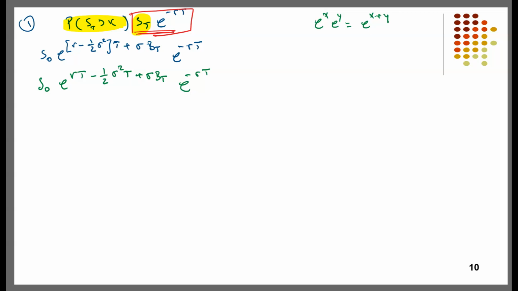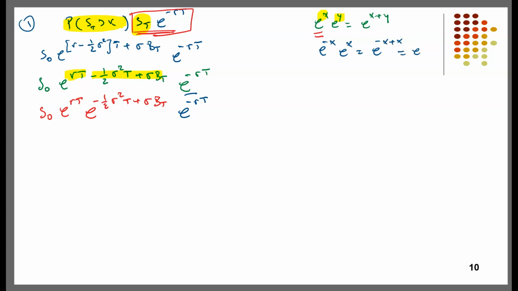What else can we do? You remember this expression that we have, x and y. Let's call this x, let's call this y. And what does that give us? It says S0 is equal to the exponential of RT, that's e to the x, multiplied by the exponential of minus 1/2 of sigma squared t plus sigma BT, and that's y. And then we still have this term here, that's going to be the exponential of minus RT. Okay, so we know that the exponential of minus x multiplied by the exponential of x is going to be equal to the exponential of minus x plus x.